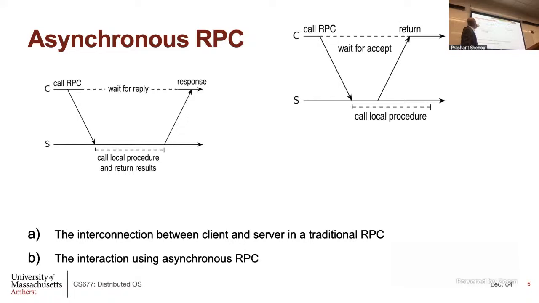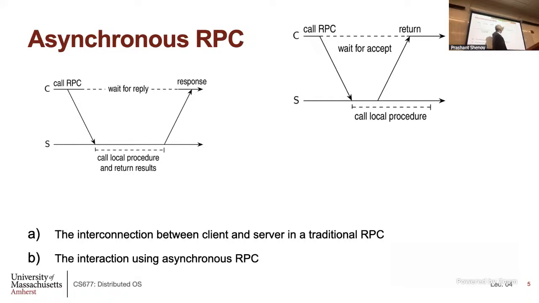The client makes an RPC call and is going to wait all the way until the reply comes back from the server. The RPC call goes over the network, the server executes it, generates a reply, and the response goes back. That's synchronous blocking RPC. The client is blocked until a response comes back.